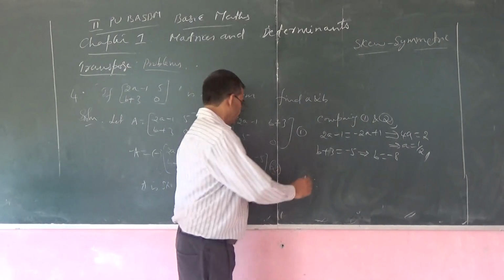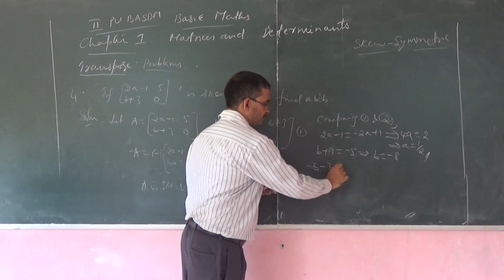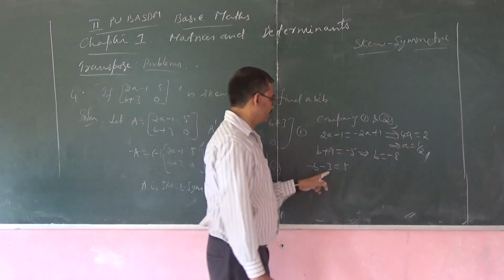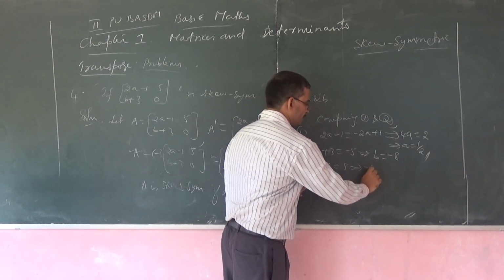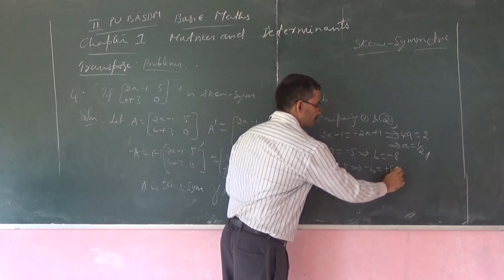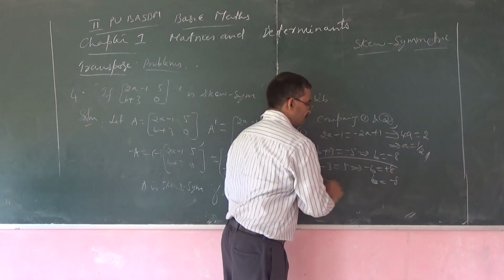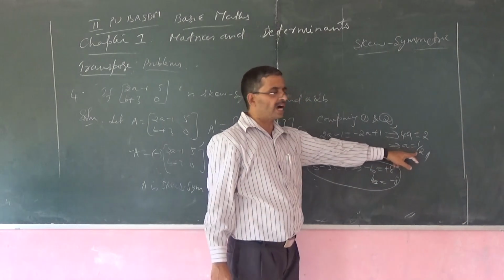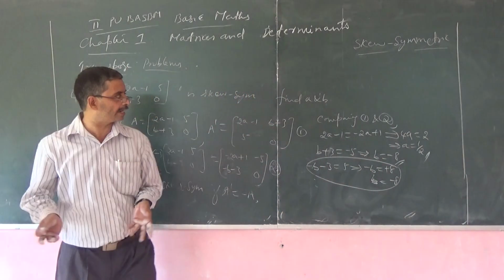See, comparing, minus b minus 3 equal to 5. That is the same. So minus b equal to 8, or b equal to minus 8. One and the same, so one of them is enough. Now we get minus 8. a equal to half, b equal to minus 8. So this is just by comparing.